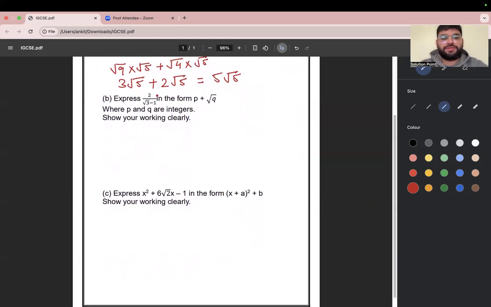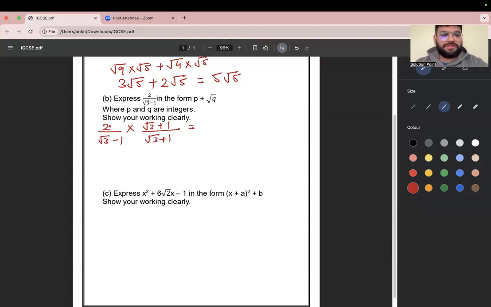In the second part of the question, I need to express this fraction, which is 2 over square root of 3 minus 1, in the form of p plus square root q. Since I need to express this in that form, I need to get rid of this denominator. For that, I will rationalize this whole fraction. So I need to multiply and divide by the opposite sign of the denominator. Since I have square root of 3 minus 1, I can multiply this by square root of 3 plus 1 and divide by square root of 3 plus 1.